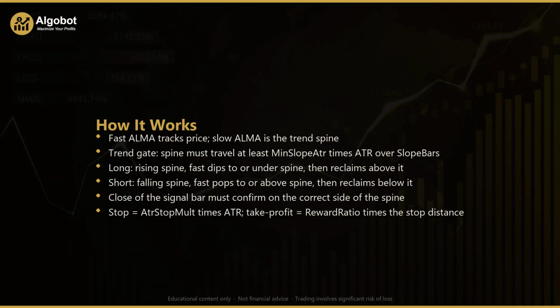Risk is scaled to volatility on every trade. For a long, the stop loss is placed below the entry by AtrStopMult ATR, which defaults to 1.8. The take profit is then set at RewardRatio times that stop distance, defaulting to 2. So the target sits twice as far away as the risk. For a short, those distances are simply flipped to the other side. From there, the ATR stop and target manage the exit on their own.